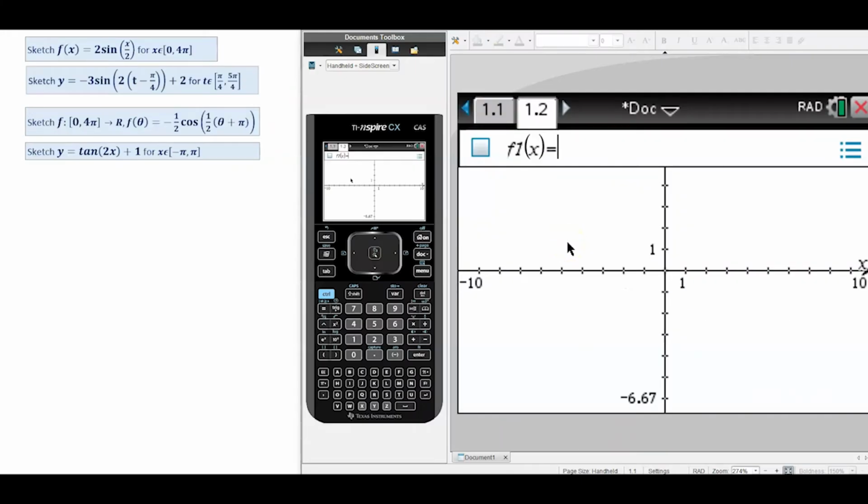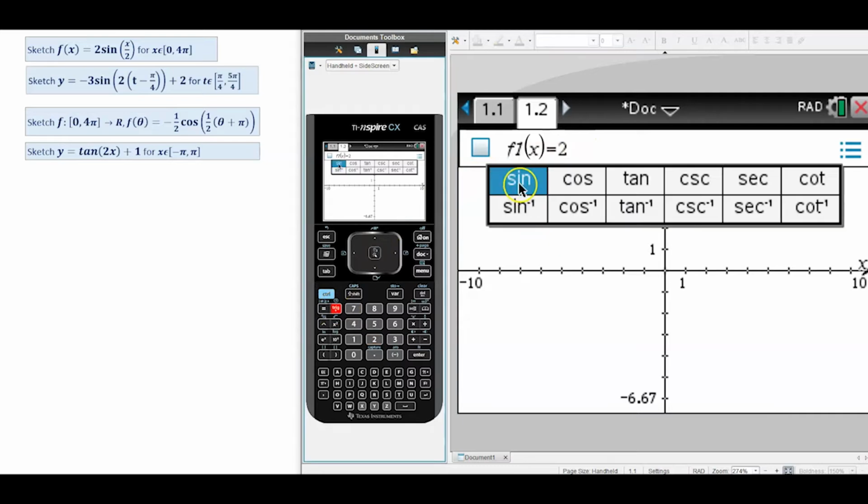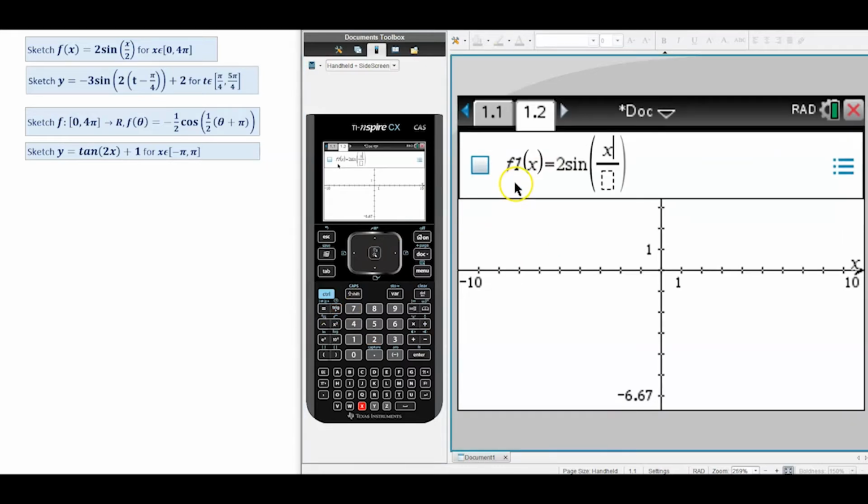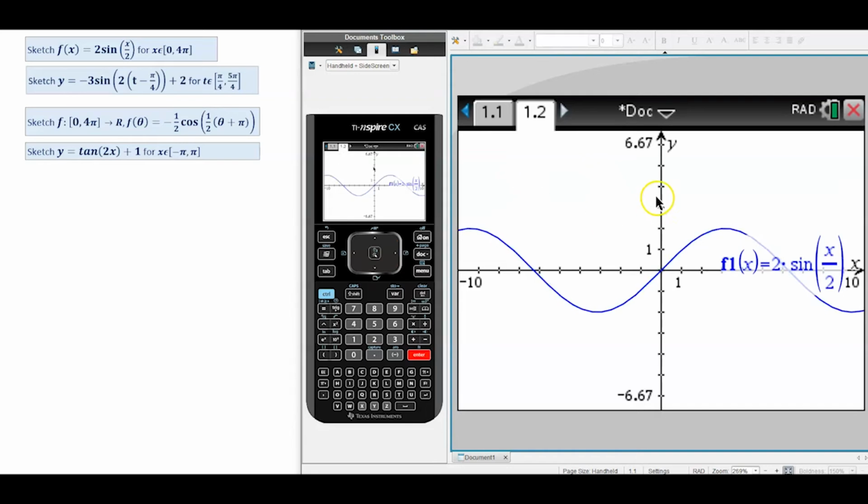So here we go. Our first sketch is f of x equals 2 sine of x over 2. So I can just start typing that in here. Of course, our trig button will give us sine, cos, and tan. We've got control divide by to get a fraction. I can just type that in. It does give us our correct graph.